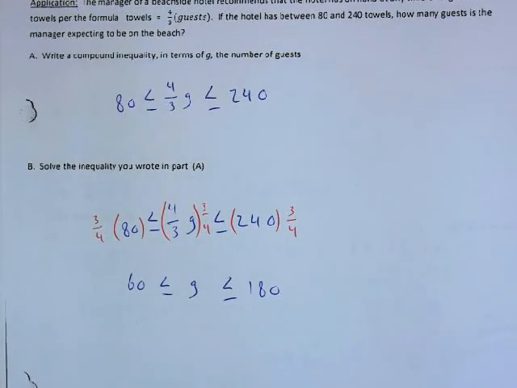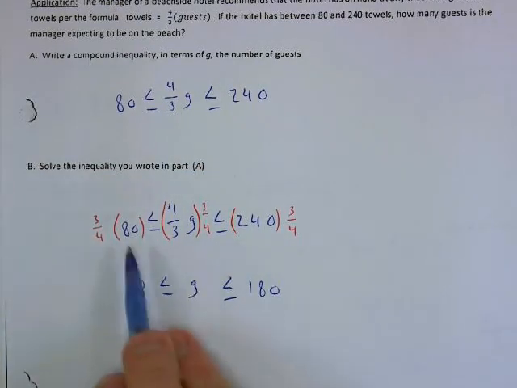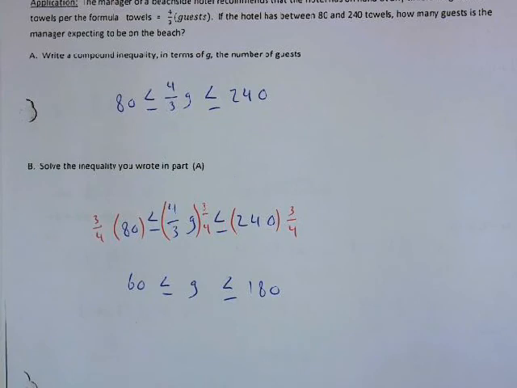Okay, so then how many guests are they expecting at the hotel? Well, between 60 and 180. So yeah, it varies, but that's why the number of towels varies. All right, and then that is the 2.3 notes.